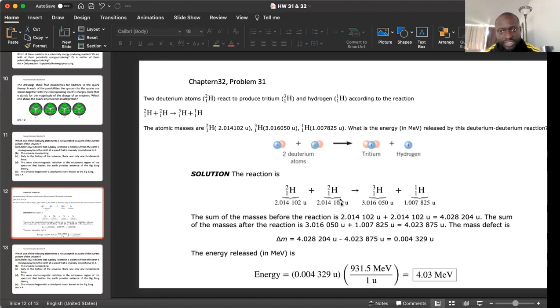So we're going to get the mass difference first. So these two give this, these two give that. The mass difference is this minus that, 0.004329 atomic mass unit. So we'll convert that to electron volts. The mass difference is going to give us the energy released for this reaction, multiplied by 931.5 over 1 atomic mass unit. And we go to the next problem.